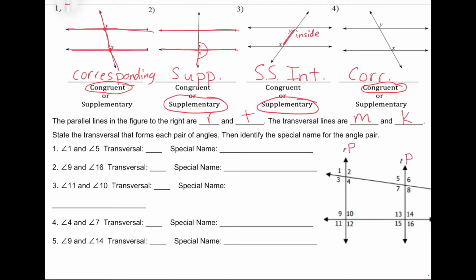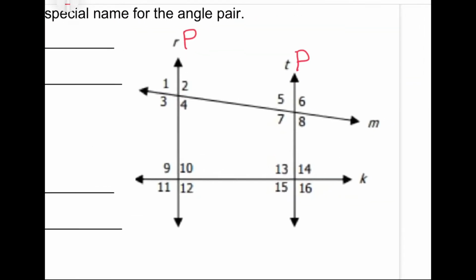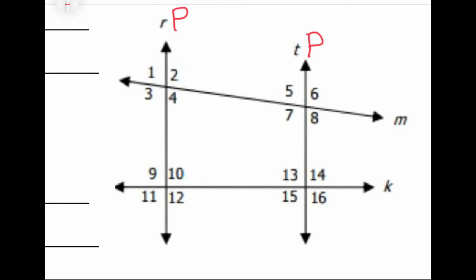So as I go through 1 through 5, make sure you pause it if I am going too fast for you. So let's look just at the figure for a second. So again, we put P's there to show that R and T lines are parallel to each other. In our transversal, we can put a T there to represent our M as a transversal line, and K is also a transversal line.